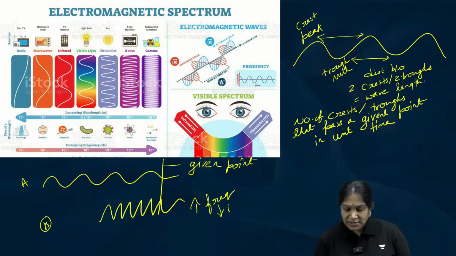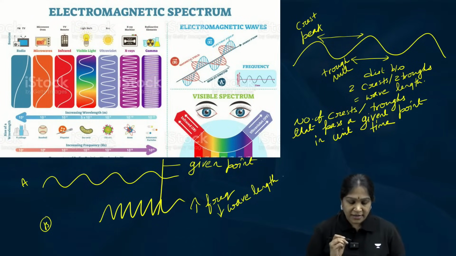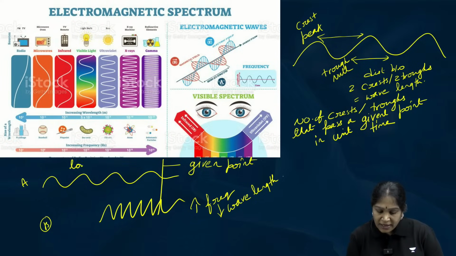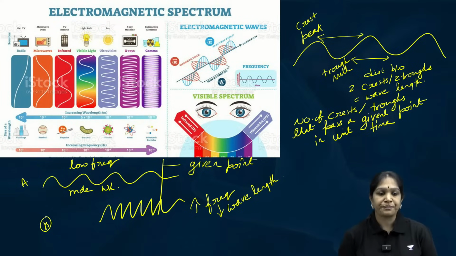High frequency means low wavelength. This is low frequency. Low frequency means more wavelength.